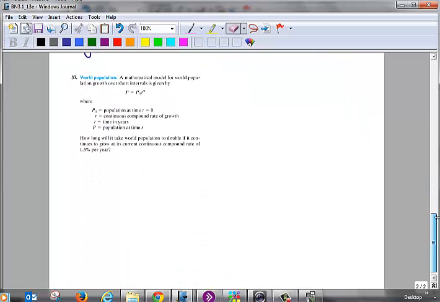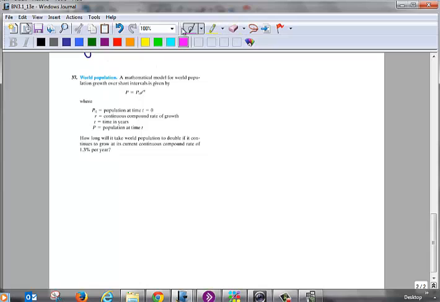All right, and the last one, it says we have a mathematical model for the population growth where P equals P naught times e to the rt, where P naught is the population at time 0, r is the rate of growth, t is the time in years, and P is the population at time t. The question is, how long will it take the world population to double if it continues to grow at its continuous compound rate of 1.3% per year?